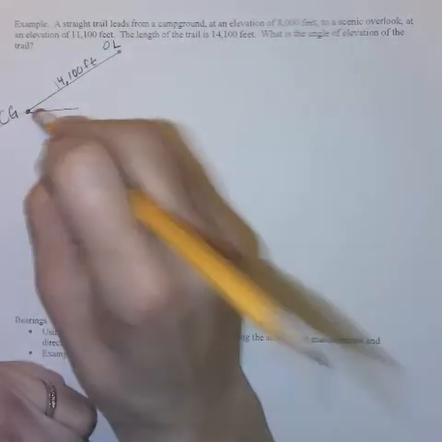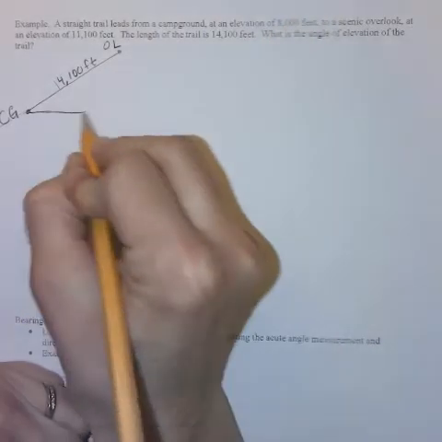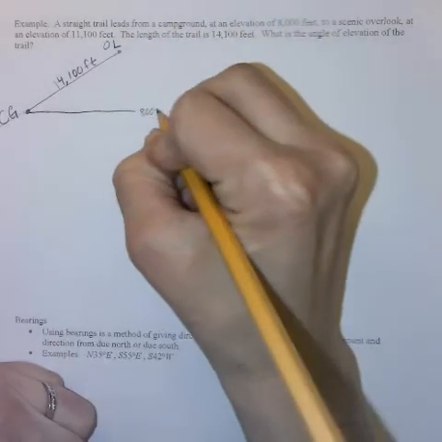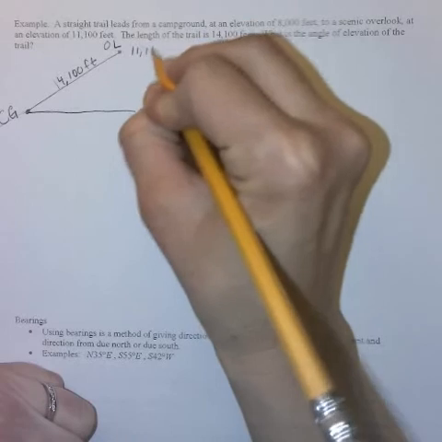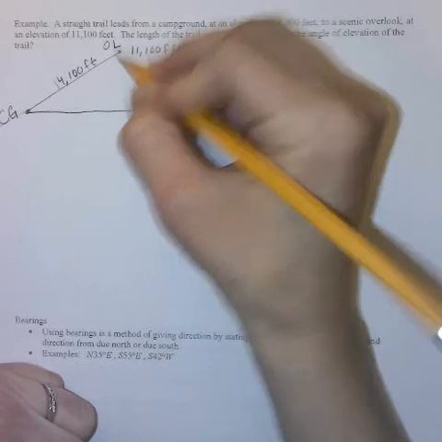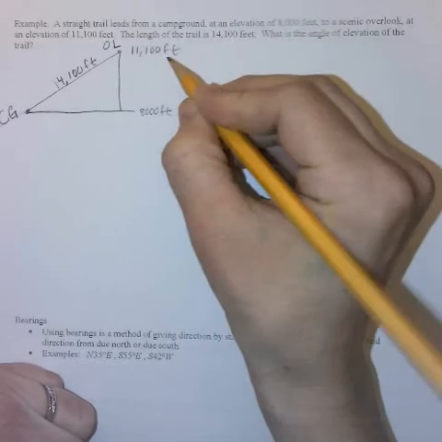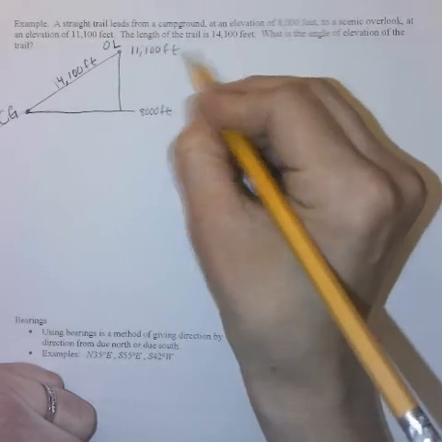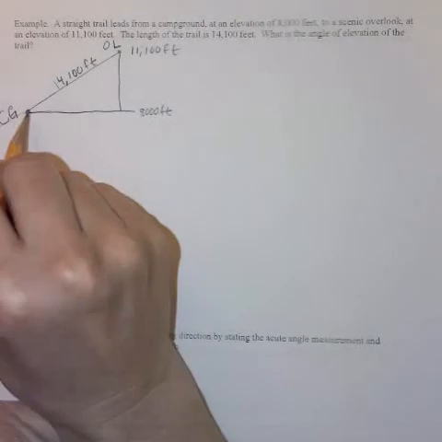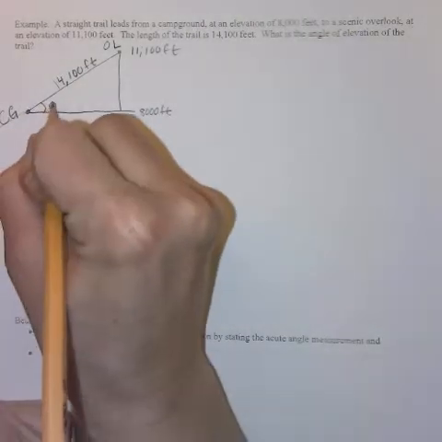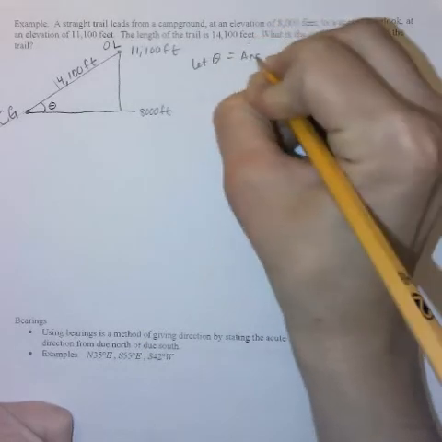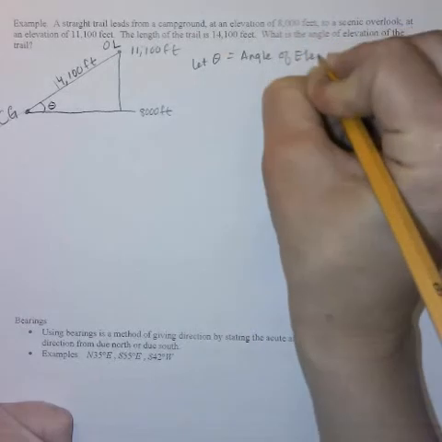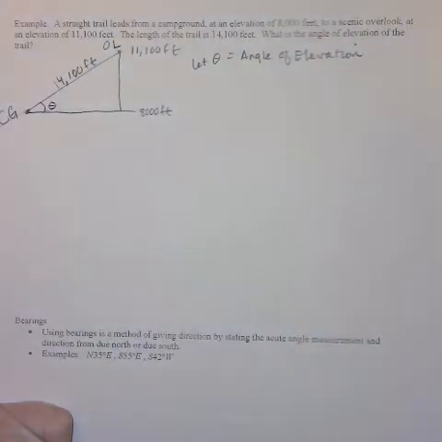So let's measure from the horizontal. This is at 8,000 feet, and the overlook is at 11,100 feet. And we're asked to find the angle of elevation. So measuring from the horizontal, if we were looking up at the overlook, that's the angle of elevation. So let's let theta equal the angle of elevation. And we have a right triangle here.